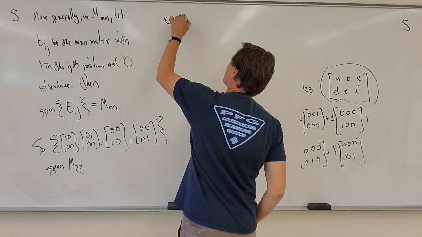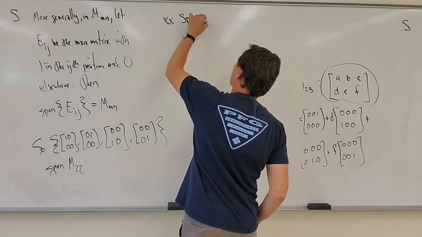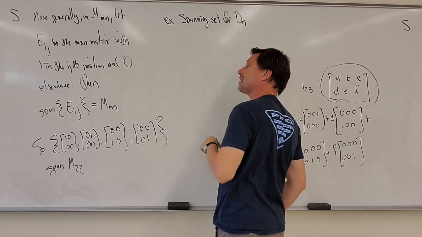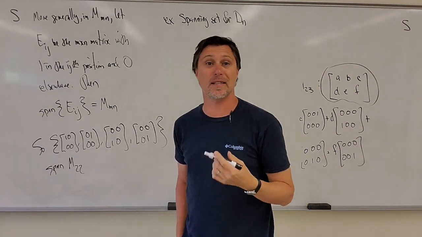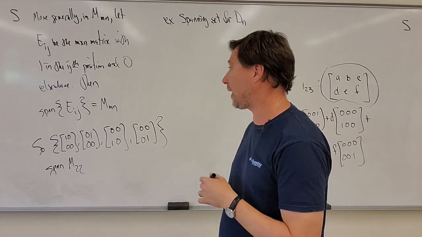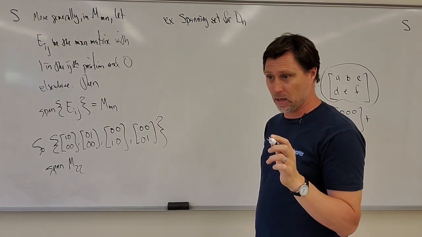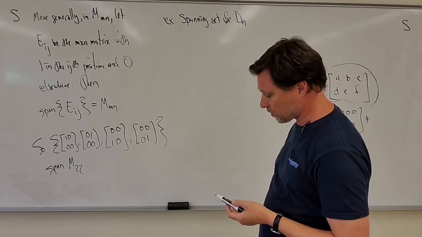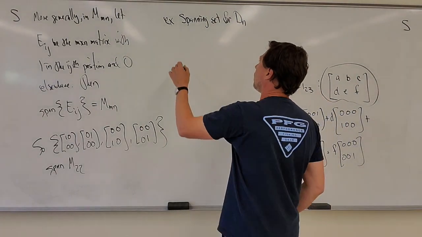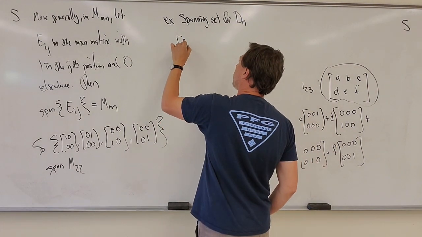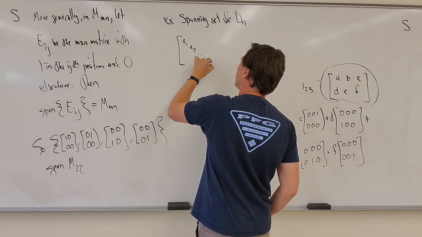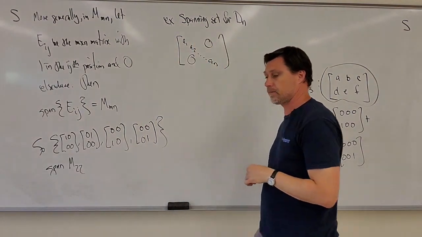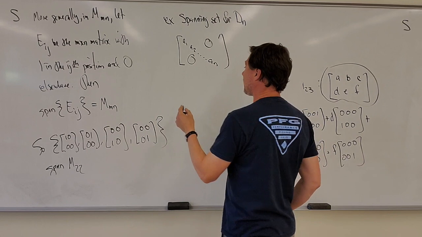How about a spanning set for D sub n? Remember, D sub n is the vector space, the subset, the subspace of M sub nn, consisting of all diagonal matrices. Well, let's see. So what does a diagonal matrix look like? It looks like A1, A2, dot, dot, dot, all the way down to AN along the diagonal, and zeros everywhere else.